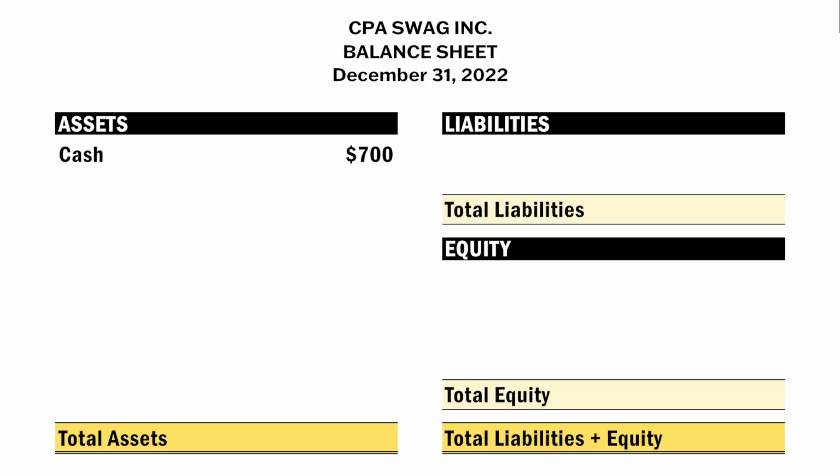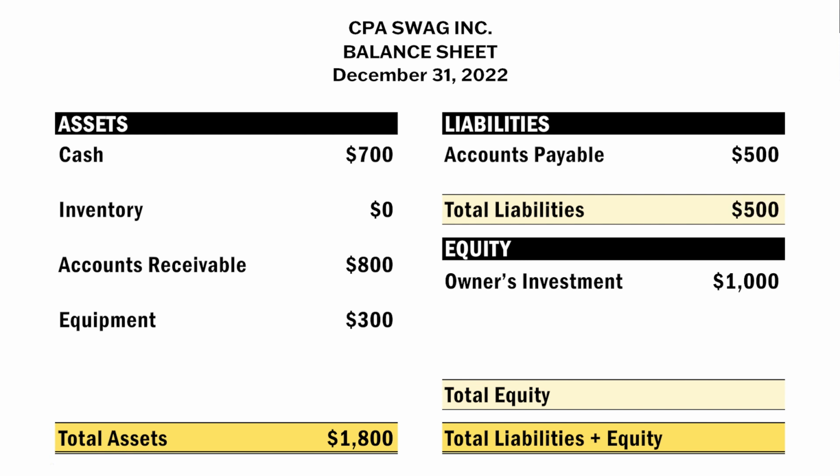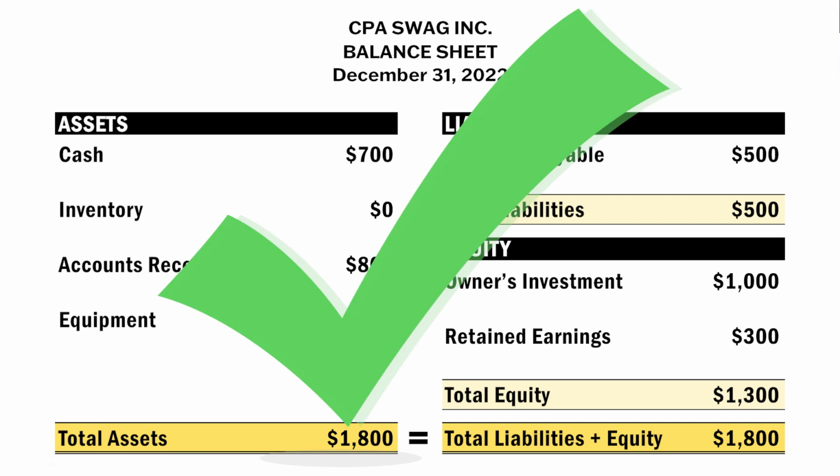At the end of these four transactions, our balance sheet, which is simply the accounting equation for a company at a point in time, will be as follows. We have cash of $700, accounts receivable of $800, and equipment for $300, which give us total assets of $1,800. On the other side of the accounting equation, we have accounts payable for $500, paid in capital of $1,000 from the initial funding of the business, and $300 in retained earnings from the profit made on the first sale. That gives us total liabilities and equity of $1,800. The accounting equation is in balance. Assets equal liabilities plus equity.